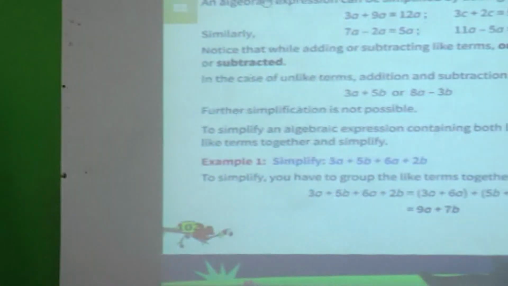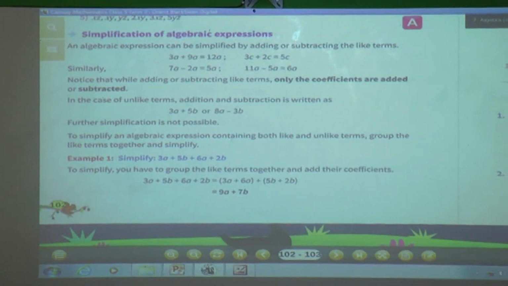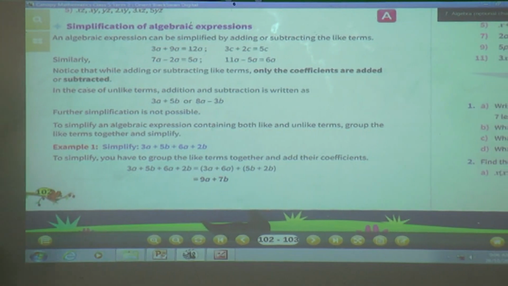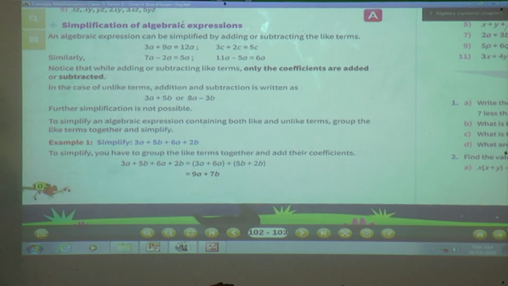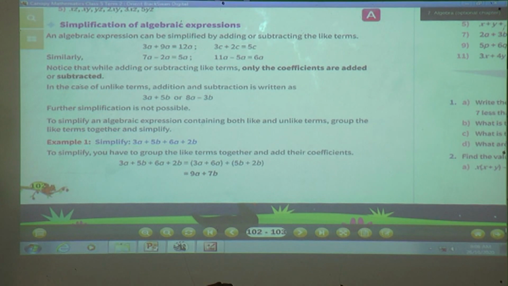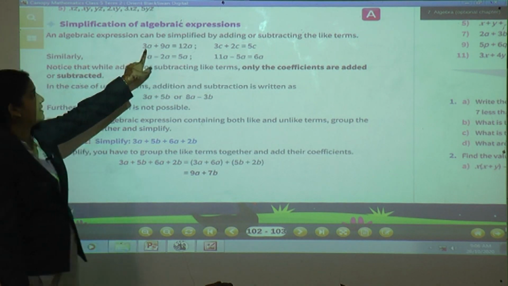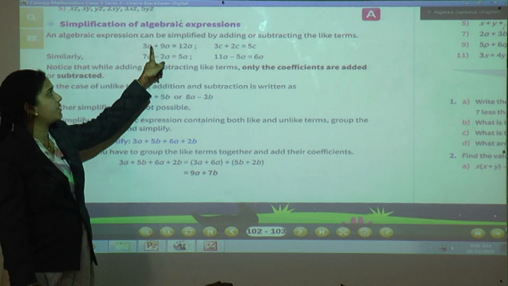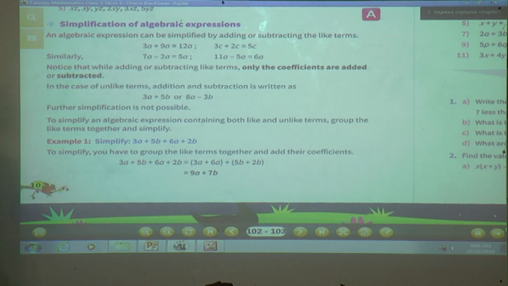So open your textbook, page number 102. See here, simplification of algebraic expressions. An algebraic expression can be simplified by adding or subtracting like terms. For subtraction or addition, we need like terms. As I told you, what is meant by like terms? Whenever there are the same variables on both sides, we say they are like terms.